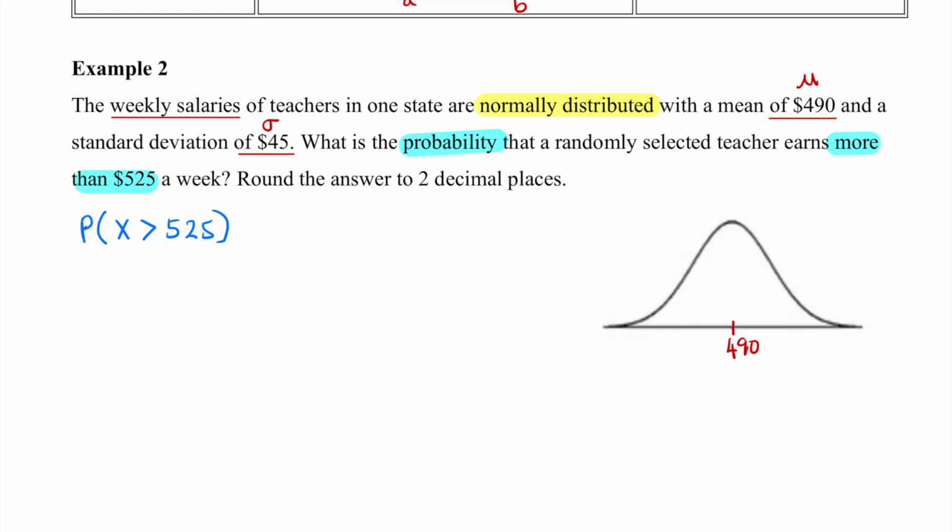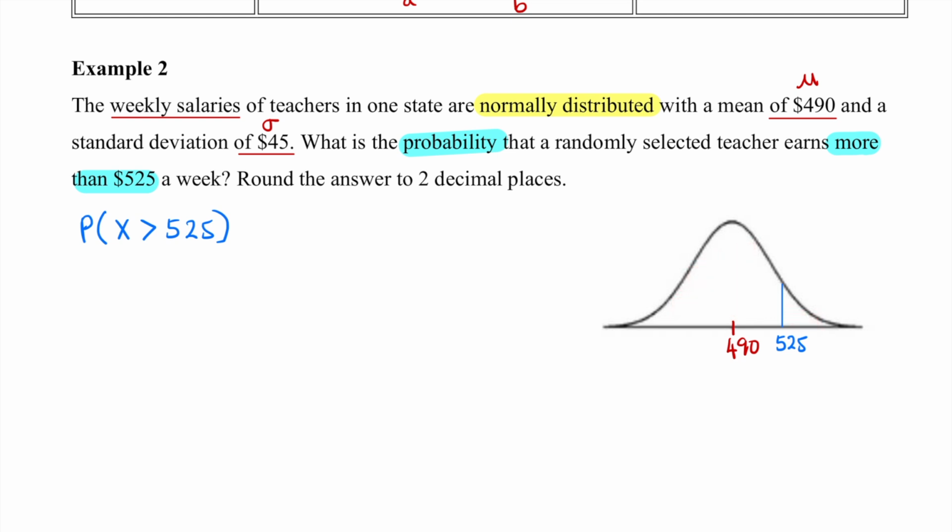Now, let's place 525 on the graph. This is the mean, 490. Where should 525 be? Should it be to the right of 490 or to the left of 490? Since 525 is greater than 490, it's going to be to the right of 490. This is where 525 is. This region is to the left of 525. This region is to the right of 525.